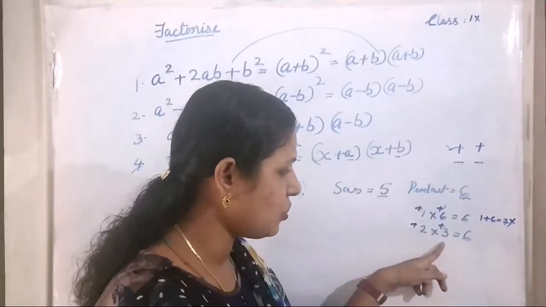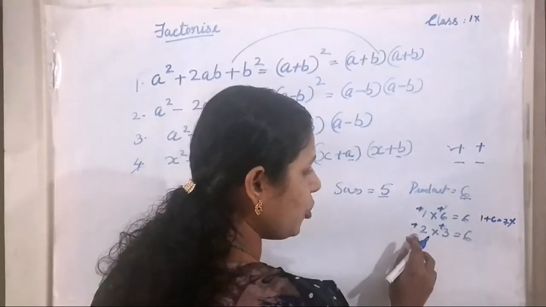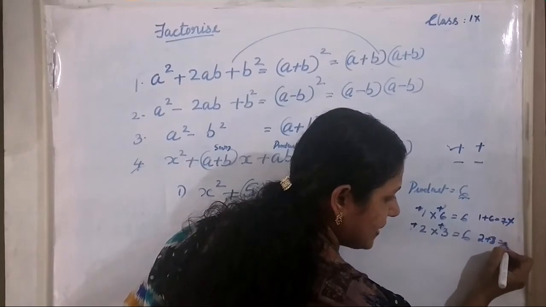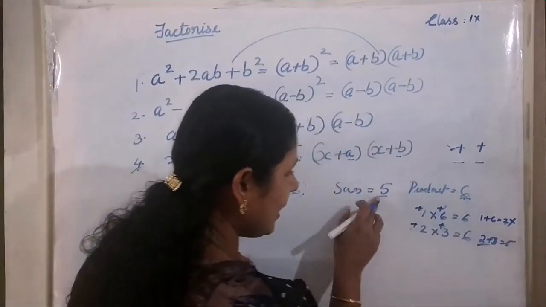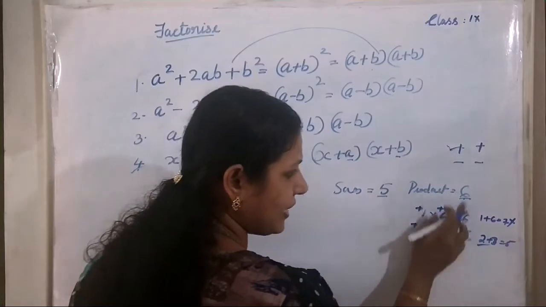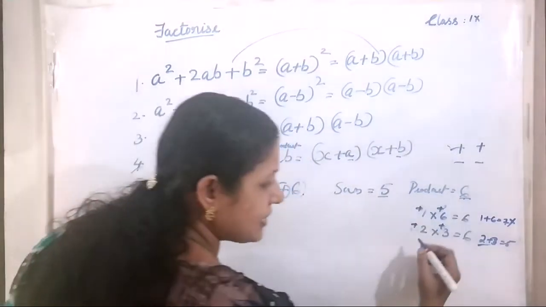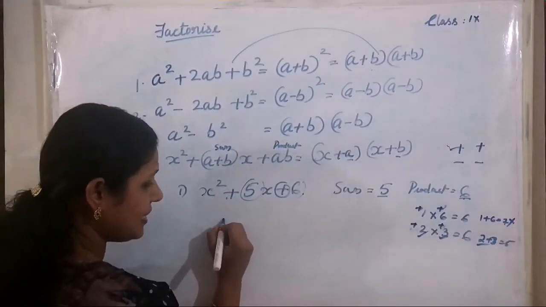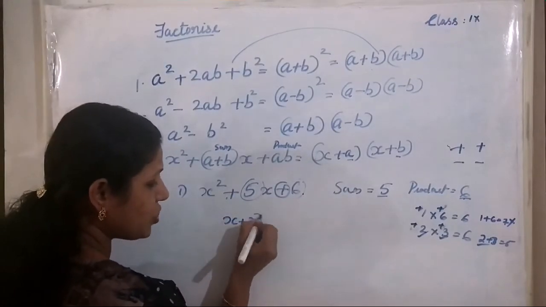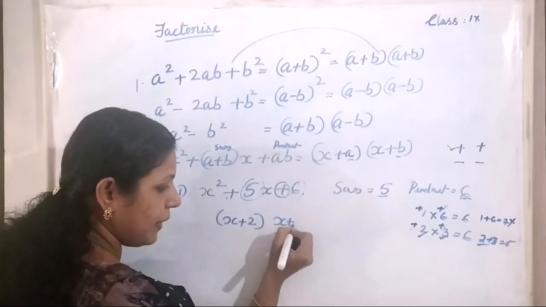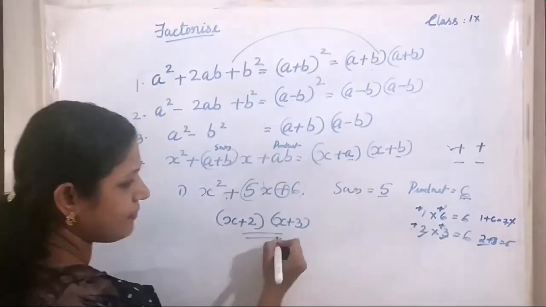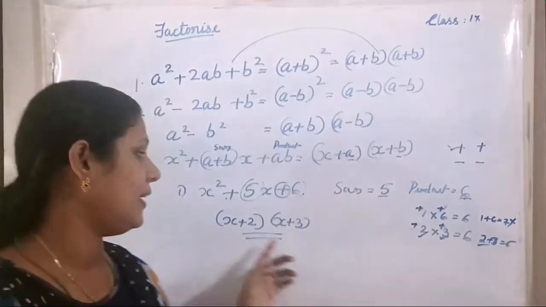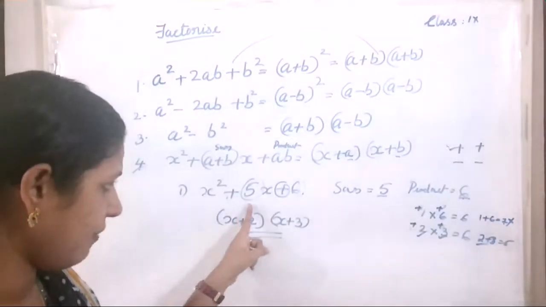The next is 2 into 3 is 6 and 2 plus 3 is 5. So we get the sum as 5 and the product as 6. So our numbers are 2 and 3, and the factors here are x plus 2 and x plus 3. This we had studied last year. Understood? That is how the question x square plus 5x plus 6 is solved.